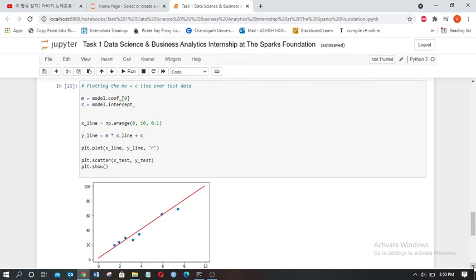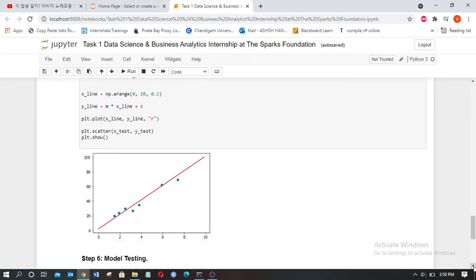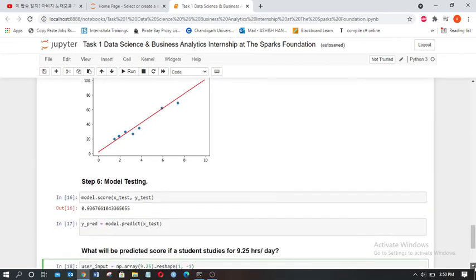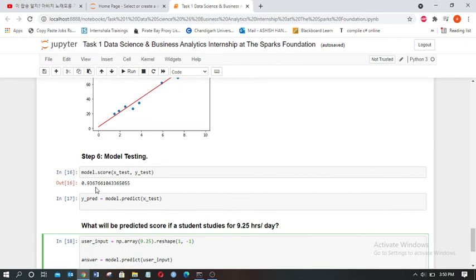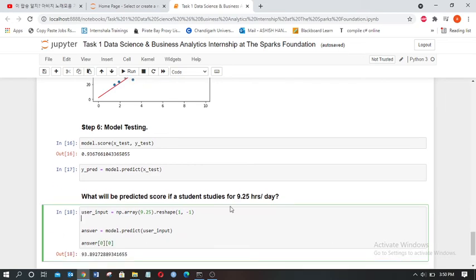By taking this equation, we have plotted the graph, and moving forward, our model has achieved a 93% score for the testing part. And there was a question given in my task: what will be the predicted score if a student studies for 9.2 hours a day.